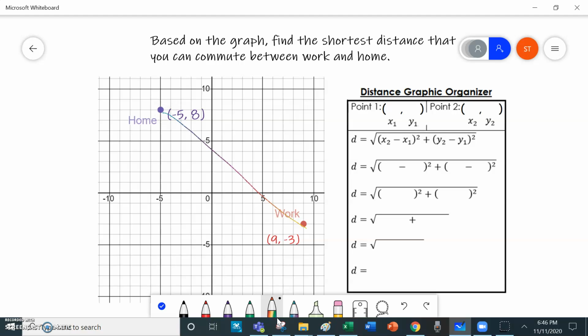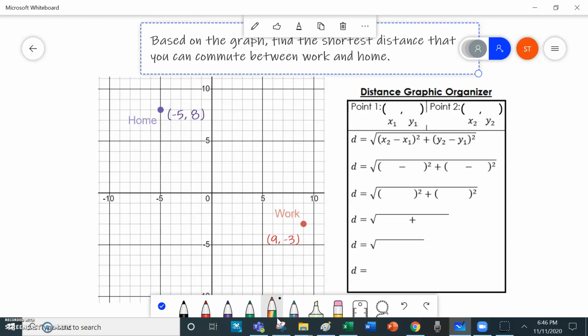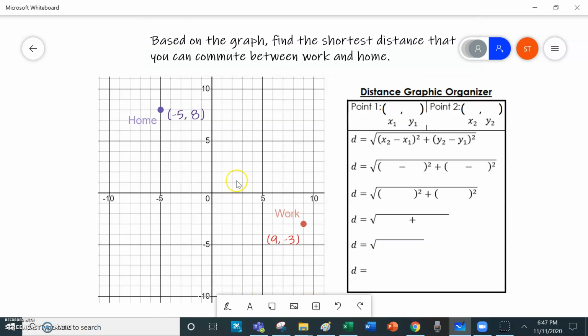So that's what we're looking for. We cannot count that. It needs to be calculated. So we're going to use the distance formula to calculate that. So I'm going to use my graphic organizer that I've been provided.